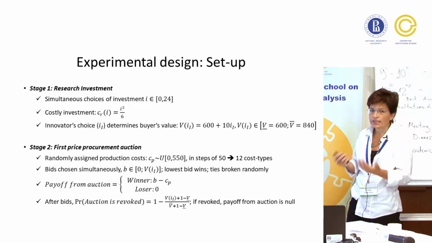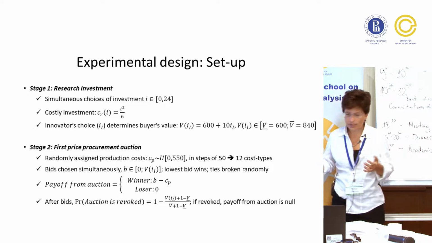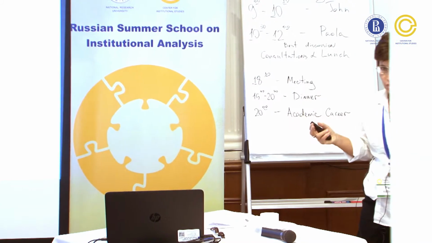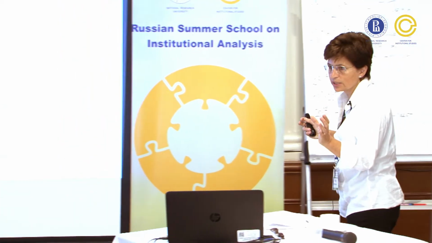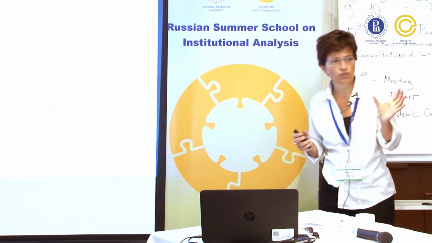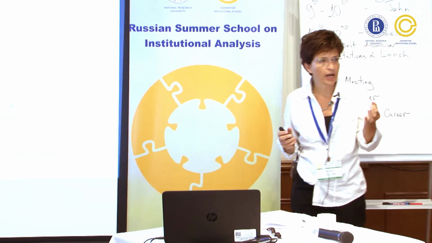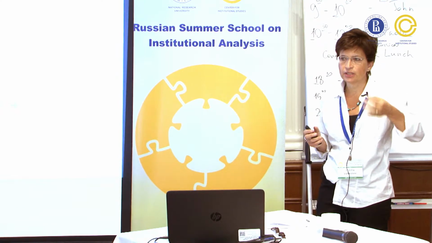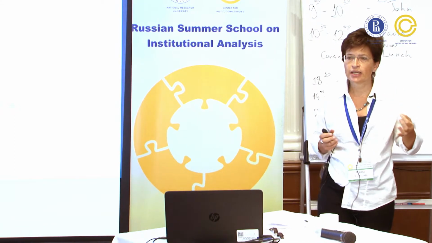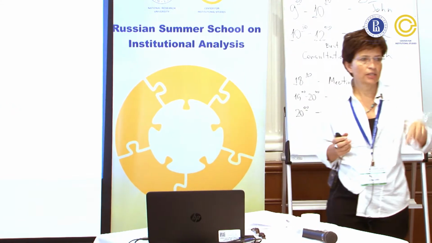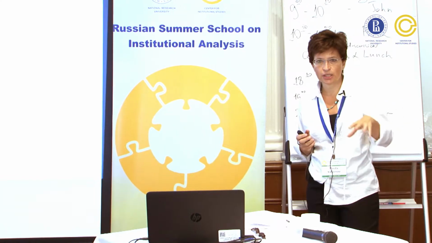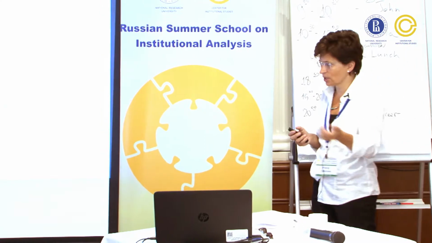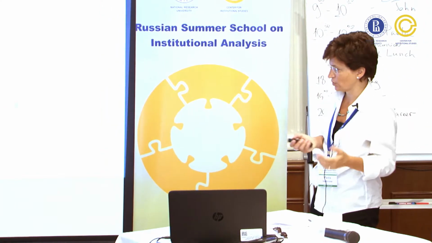Then in the second stage, at the end of the first stage, the investor will be chosen according to the treatment. If you are in the procurement of innovation treatment, the one who has made the highest investment will be the innovator. If we are in the unsolicited proposal treatment, there is a random pick of one of the two levels of investment made by the subjects.